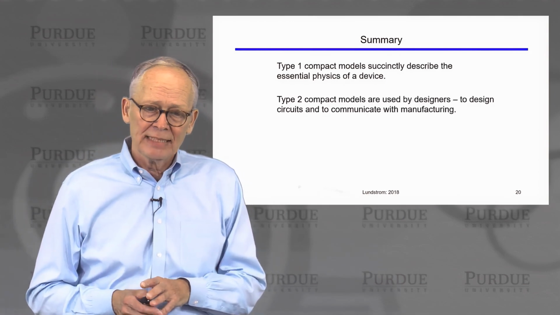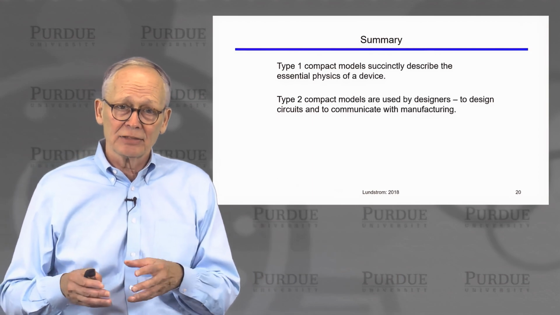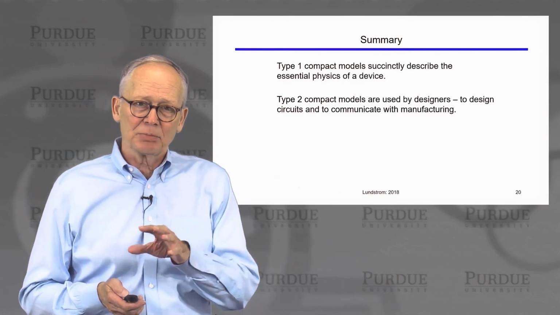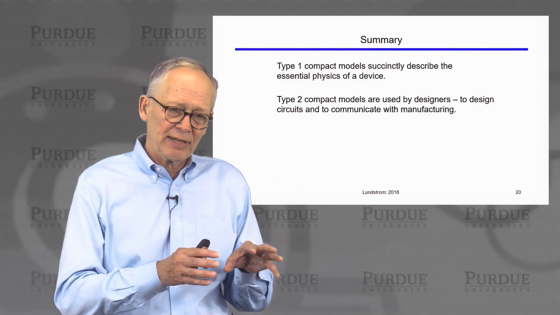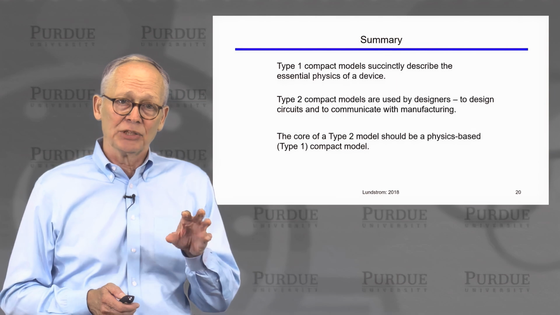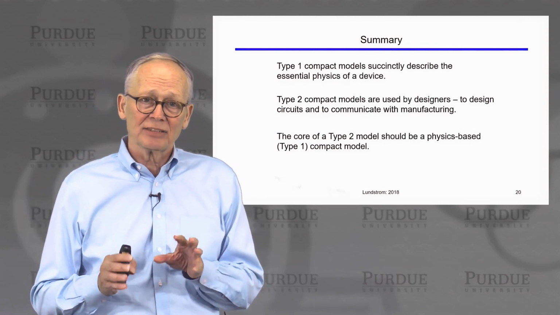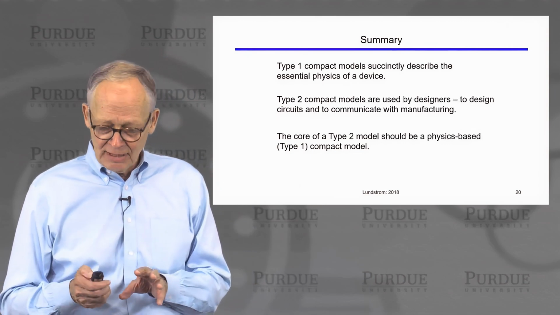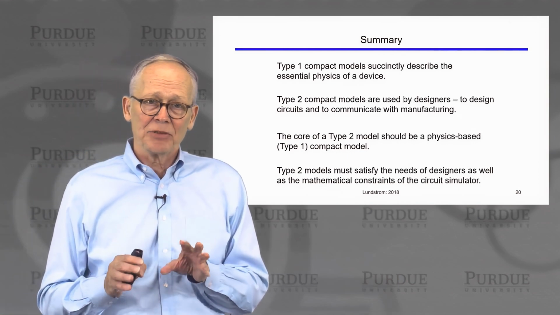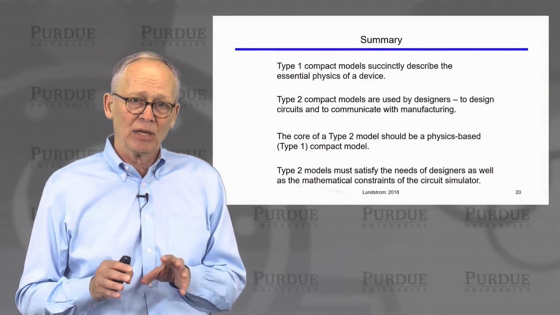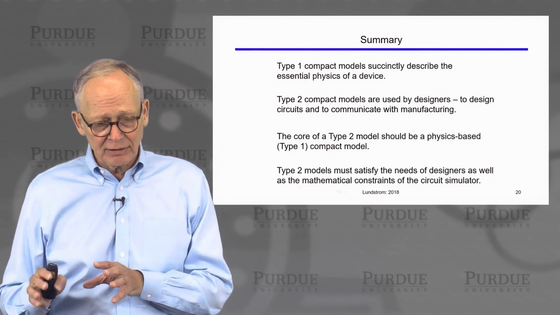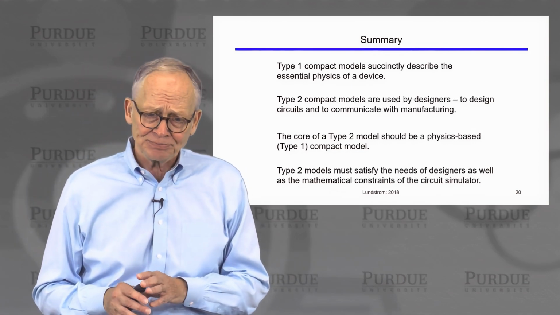The second type of model is a compact model used by circuit designers to design electronic circuits, sometimes quite complicated circuits. So these models perform the communication link between the manufacturing process and the design process. The core of this second type of model, the one used for circuit design, we generally like to be a strongly physics-based model. But the compact model for circuit design also must satisfy certain mathematical constraints in order that it behave well in numerical simulation programs. So we'll be talking more about compact models later. This is just an introduction to the terminology.